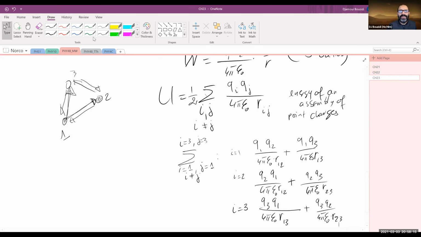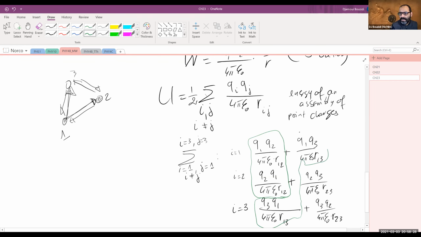Let's see how many terms we have that seem to be repeating. These two terms are identical, okay? This term, 1 and 3 and 1 and 3, are also the same. Finally, these two terms, 2 and 3 and 3 and 2, are the same. So if I do this summation, I'm doubling the energies. And I only have one energy between every two charges. So I have to divide by a factor of 2 to get rid of this double counting. That's why there is a 1/2 in there.